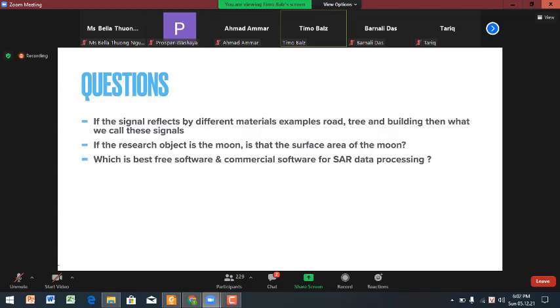The next one is, which is the best free software and commercial software for star data processing? I can't really answer you that question, to be very honest.